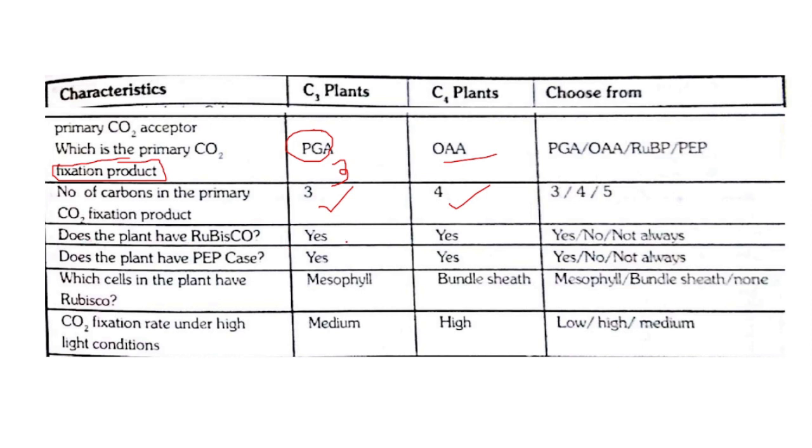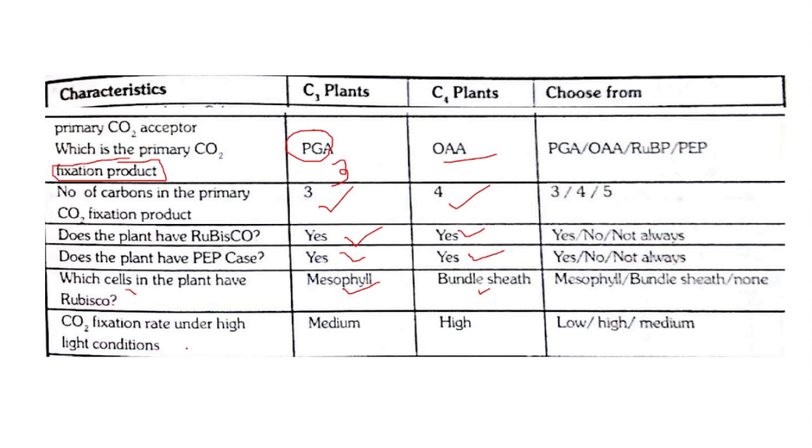Does the plant have rubisco? Yes, it also has rubisco. It doesn't mean that it is not having rubisco. Rubisco is present, but it is not there in the mesophyll cell, it is there in the bundle sheath in C4 plant. Does the plant have PEPcase? Yes, C4 plants too have it. Rubisco, where is it present? It is present in mesophyll in C3 plants and in bundle sheath in C4 plants.